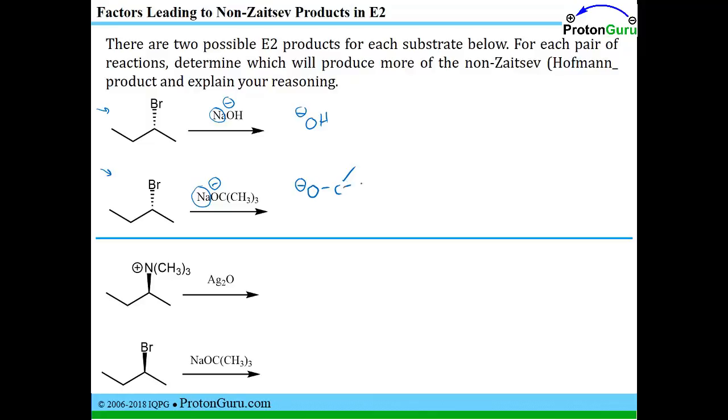but in the case of the bottom reaction, you have a very bulky base. With a very bulky base, you have a larger percentage of the minor product, the non-Zaitsev product, produced as a product of the reaction.